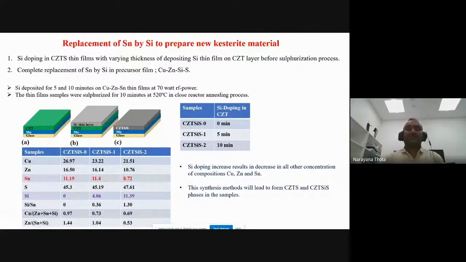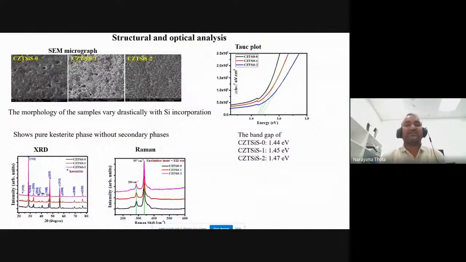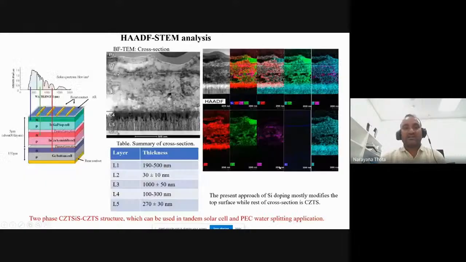These devices are processed using the RTA, rapid thermal annealing process. And these are their characterization, structural properties, Raman, to confirm the phase. These are the band gaps. Without any silicon, it is 1.41. With 10 minutes of silicon deposition, there is a slight improvement in the band gap. And here we have done the cross-sectional TEM for this type of material.